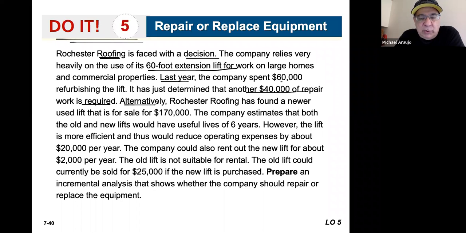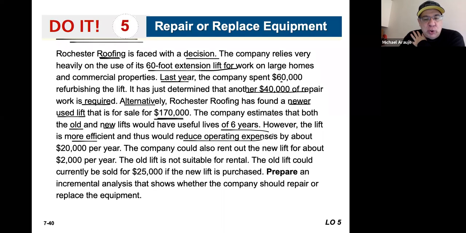Well, what's the alternative? Alternatively, they have found a new lift. It's used, but it's a newer lift than the one they have, for 170 grand. The company estimates that regardless of whether they keep the old lift or get the new lift, the useful life would be 6 years. However, the new lift is more efficient and would reduce expenses by $20,000 a year. Better still, when the company's not using the lift, they can rent it out for about another $2,000 of income per year.